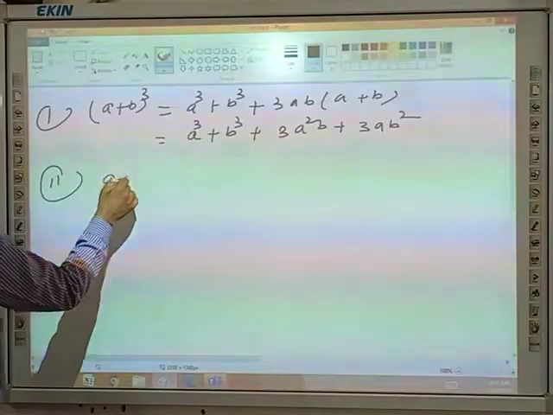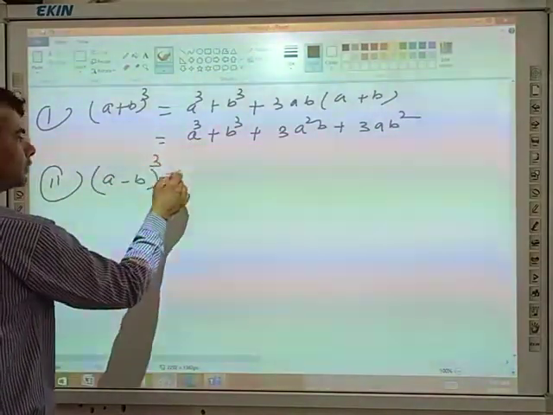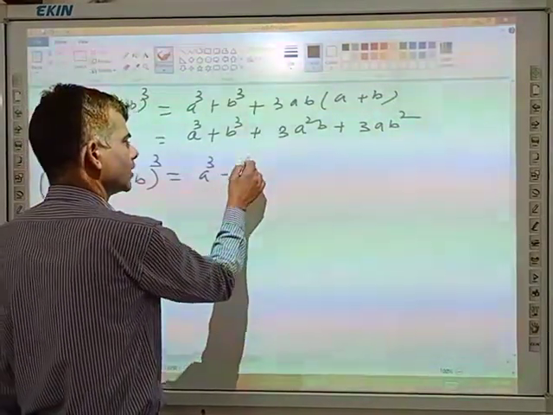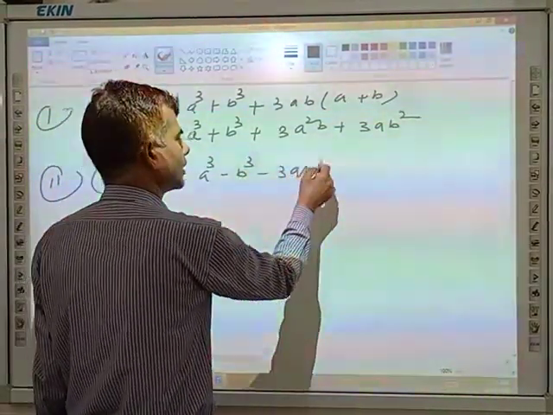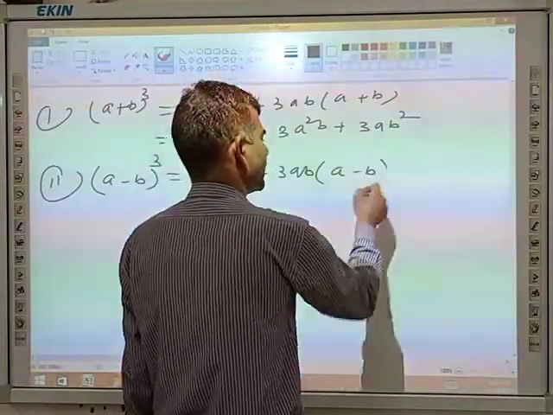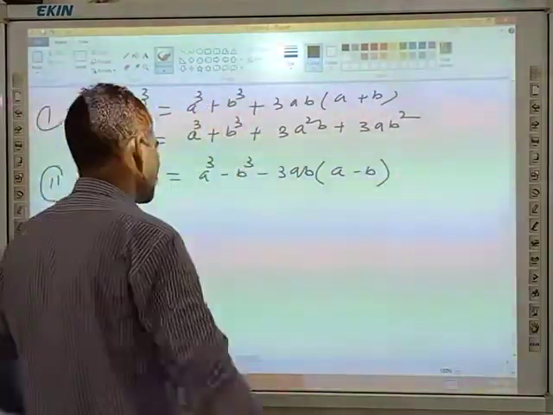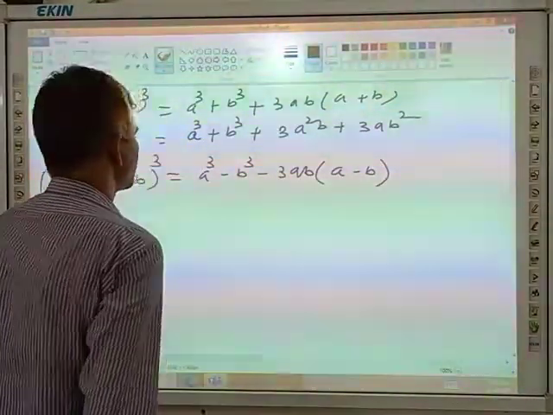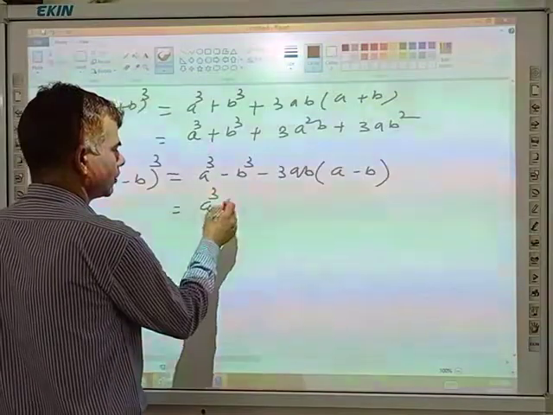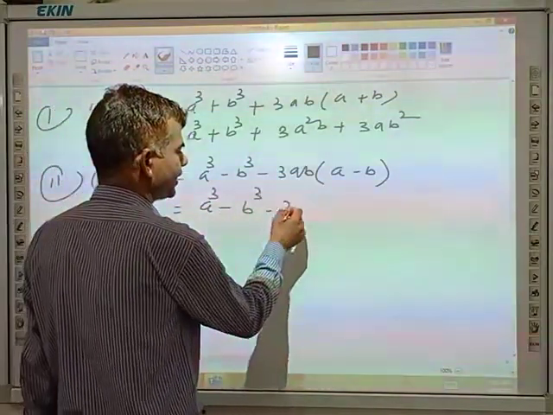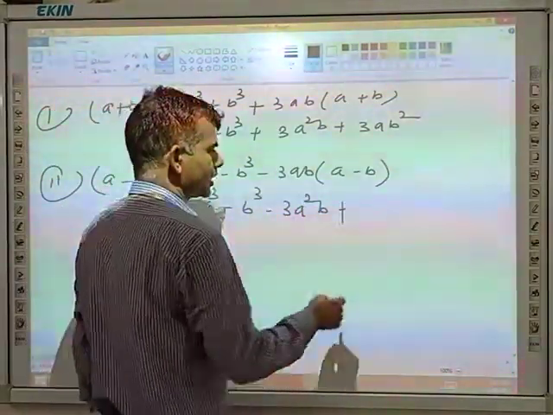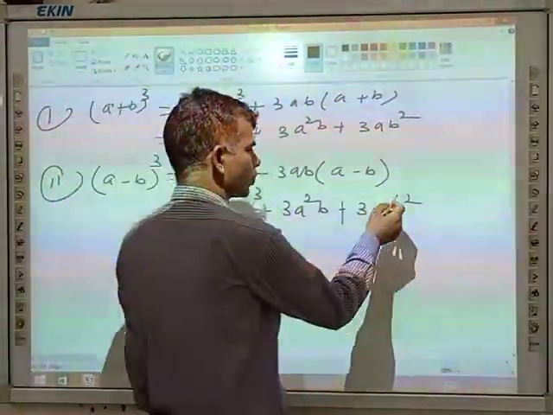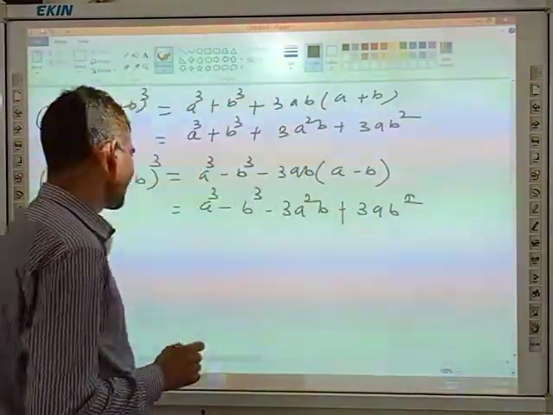Next one is (a - b) whole cube. It is a cube minus b cube minus 3ab(a - b). In a minus b, all signs will be minus; in a plus b, all signs will be plus. That is a cube minus b cube minus 3a square b plus 3ab square.